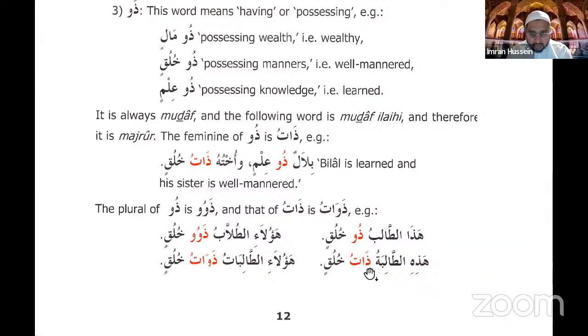And هذه الطالبة ذات خلق. And هؤلاء الطلاب ذو خلق. And هؤلاء الطالبات ذوات خلق. So these here, هؤلاء, is the plural of هذه; the plural of هذا is also هؤلاء. So for both of these nouns, هذا and هذه, the plural is these. These students are possessing, well, they are well mannered. هؤلاء الطالبات, these female students are well mannered. Is this clear so far?